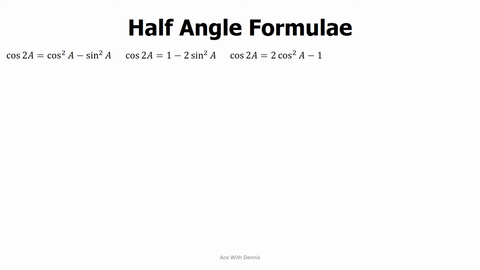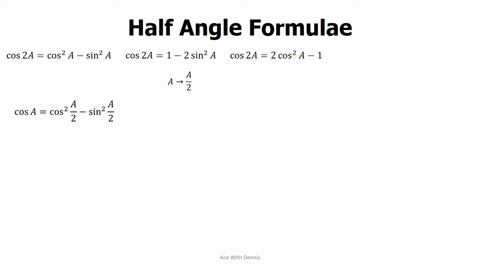Then from here, we can cut the angles into half, from A becomes A over 2. So the first formula, cosine 2A becomes cosine A, and then on the right hand side, the angle A becomes A over 2.